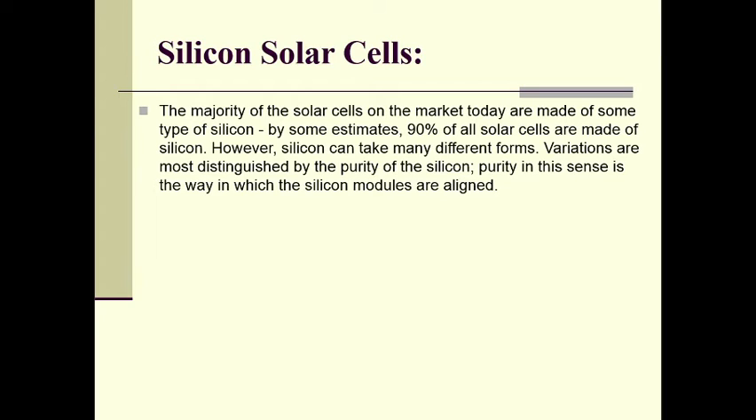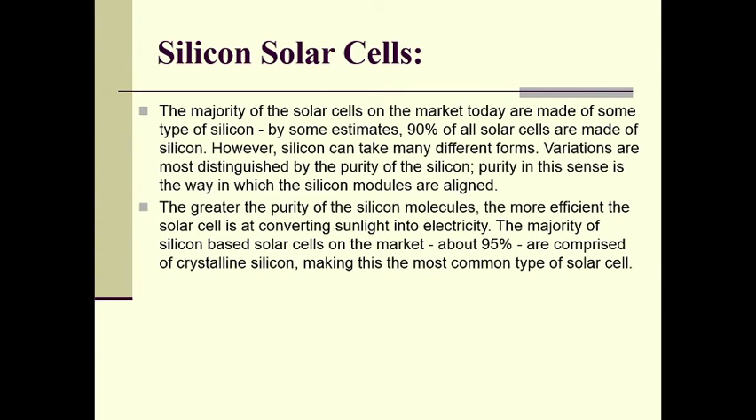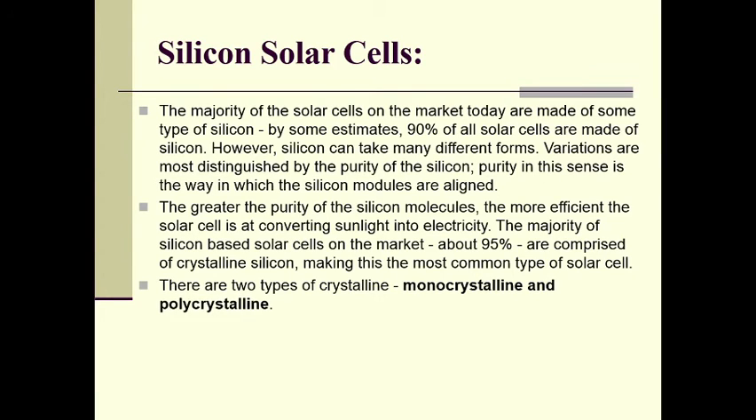Variations are mostly distinguished by the purity of the silicon. Purity is the sense of the way in which the silicon molecules are aligned. The greater the purity of the silicon molecules, the more efficient the solar cell is at converting sunlight into electricity. The majority of silicon-based solar cells on the market, above 95%, are comprised of crystalline silicon, making this the most common type of solar cell.